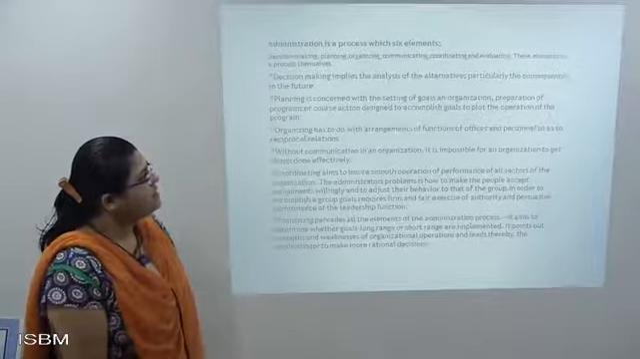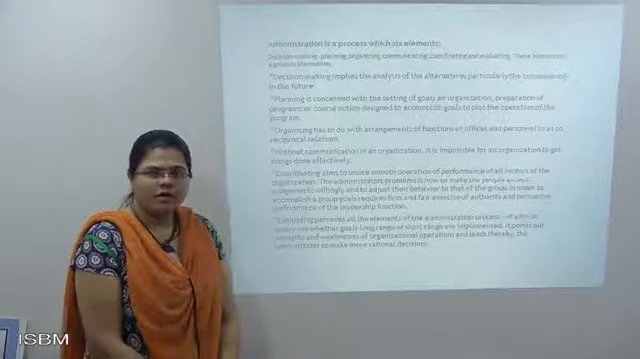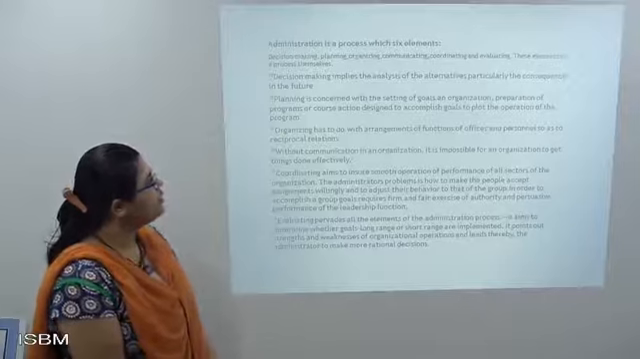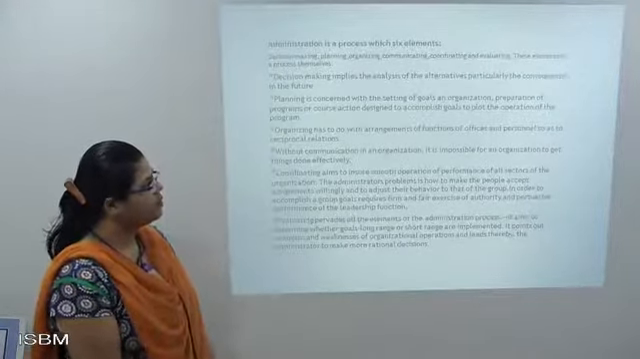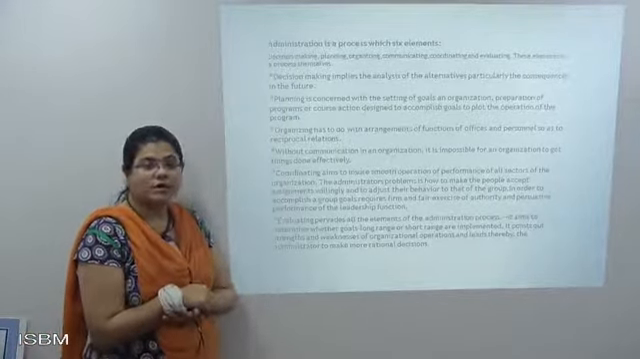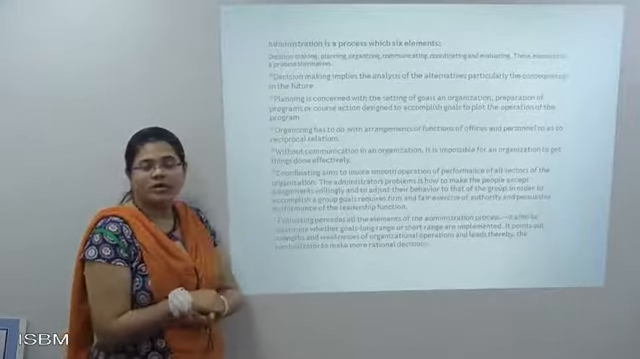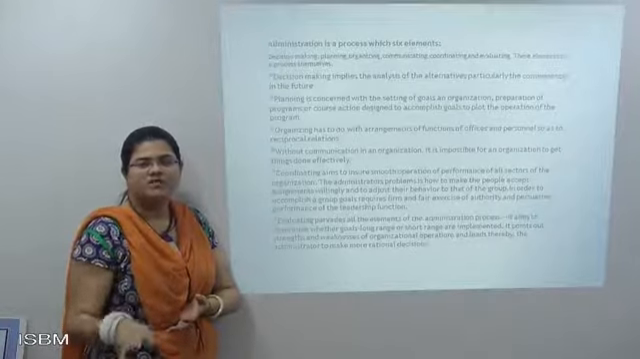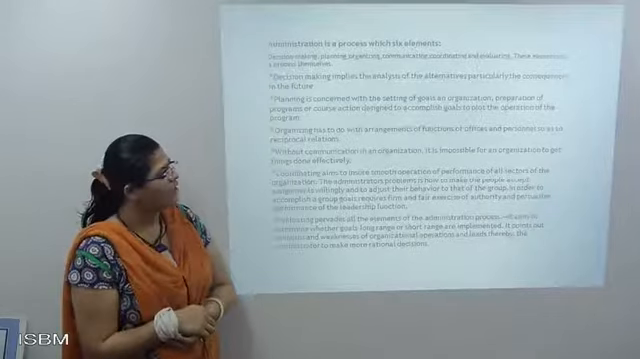Planning is concerned with the setting of goals, because we are setting objectives, and according to that particular objective, the planning is seen. Preparation of programs or a course of action, designed to accomplish the goal, to plot the operation of a program. According to whatever you're thinking, that is the way you design the planning, and according to that planning you set out your goals, and according to this you design the task.